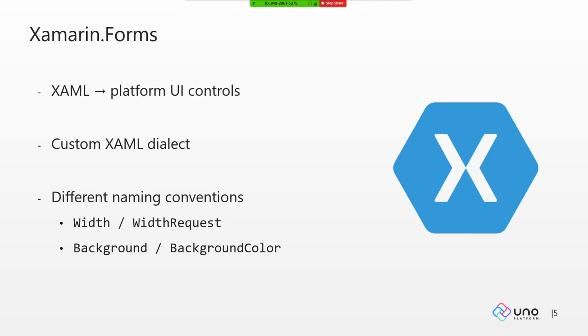The little issue with Xamarin.Forms is you have a custom XAML dialect, so developers who are proficient in WPF or UWP aren't familiar with those nuances, like width and height request differences, and Background is now BackgroundColor, and it's just a simple color, and so on. So there are some differences which you have to get used to when you come from the Windows background.